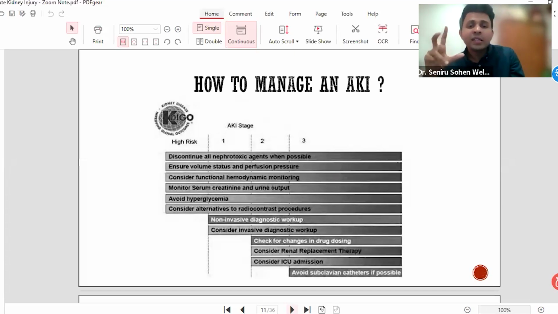So, discontinuing the nephrotoxic medications is important here, as well as you have to change the drug doses, because some of the drugs that we use here will be excreted by the kidneys. So when the kidney function falls, the concentration of these drugs can increase. So that will have problems with either the physiological effect of the drug as well as adverse effects of the drug.